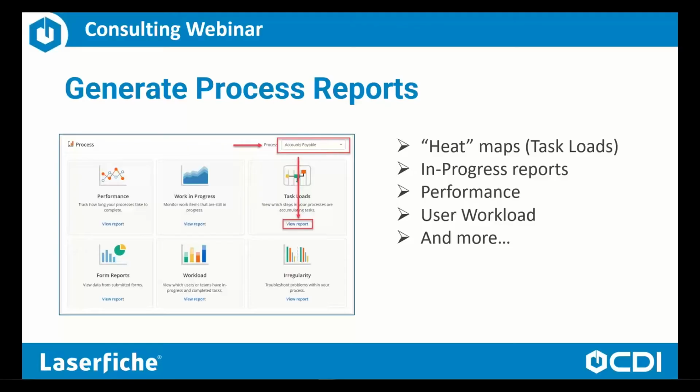The various reports available allow you to view different heat maps for task loads. You can view in-progress reports to see what instances are in progress and who is assigned to the task. You can view performance reports to visualize how long everything is in progress, user workload to see who is performing which tasks and how long they're in process, and a variety of other reports.